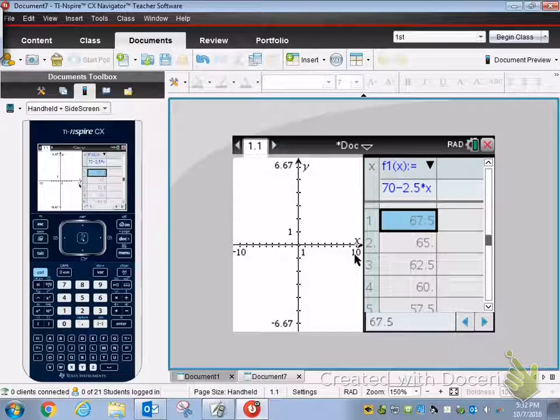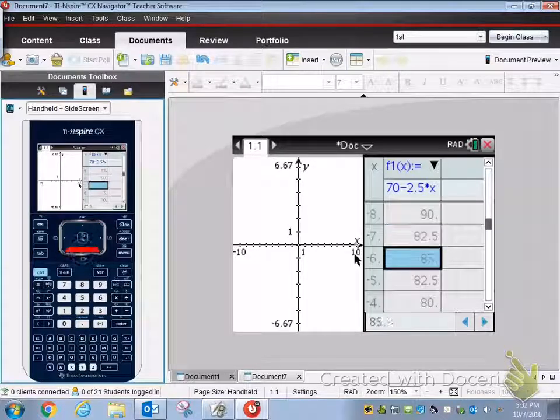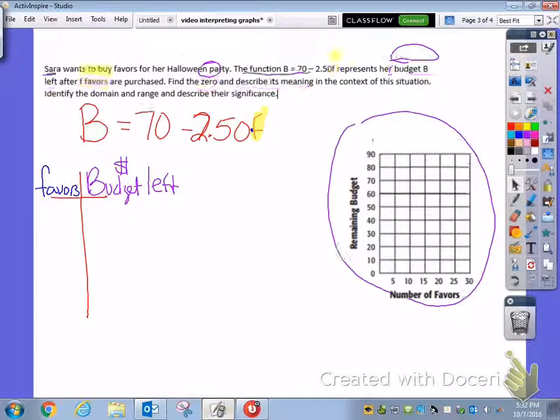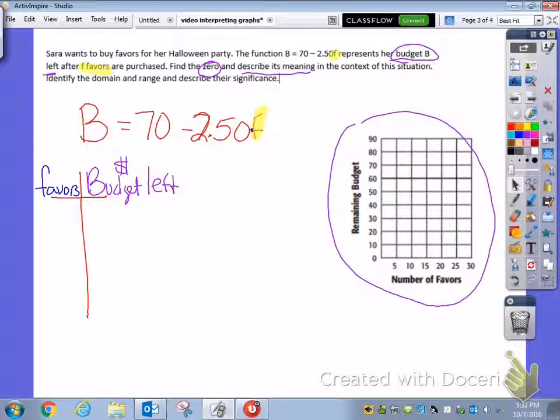0 goes with 70. That is my starting value. So 0 goes with 70. Okay? So my starting budget is $70. I have $70 to spend.